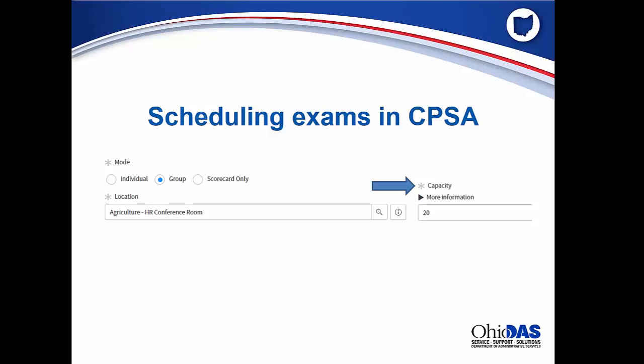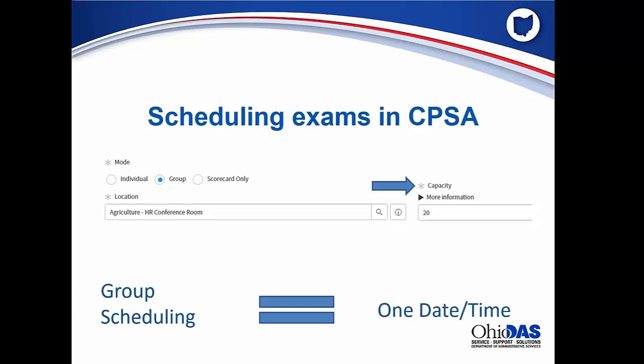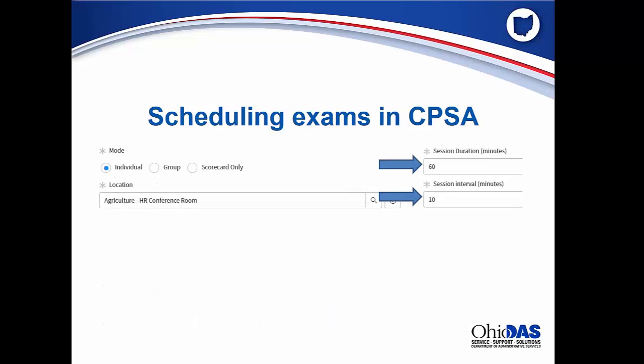Let's say we have 100 people to schedule and a capacity of 20 at a location, then we would schedule that first 20 and repeat the process for different times and even different dates. So to remember the difference between group and individual scheduling, group is kind of like one date time, right? But if we're using individual, it's slightly different.